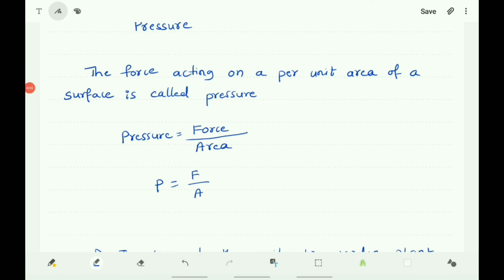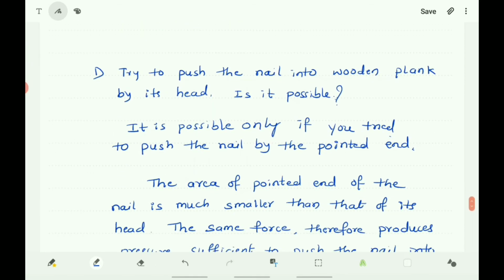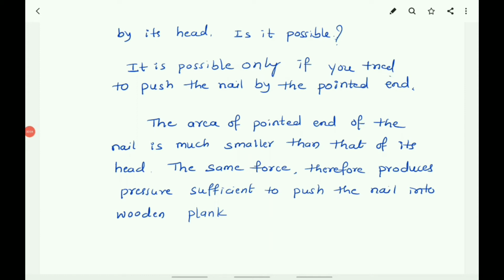In the expression P is equal to F by A, the area A is in the denominator. Therefore, here you can say that the area of the pointed end of the nail is much smaller than that of its head. The same force therefore produces pressure sufficient to push the nail into the wooden plank. So here the area is smaller, so the effect of force is more. So the pressure is more, then you can easily push the nail into the wooden plank.